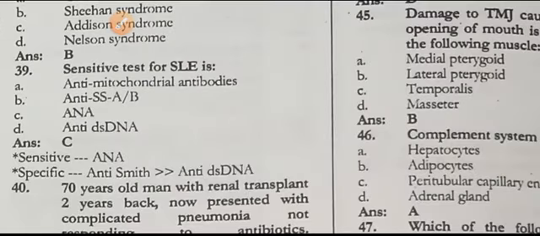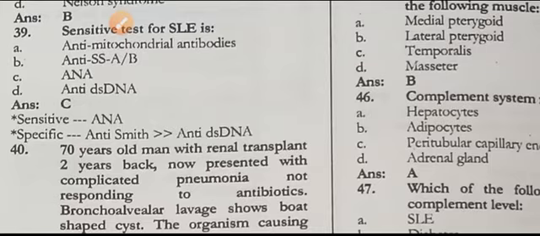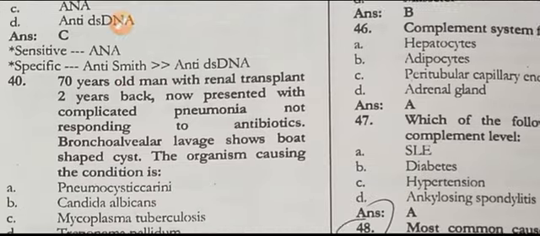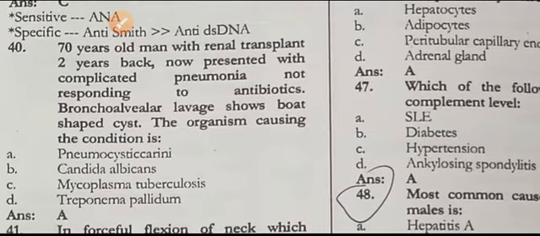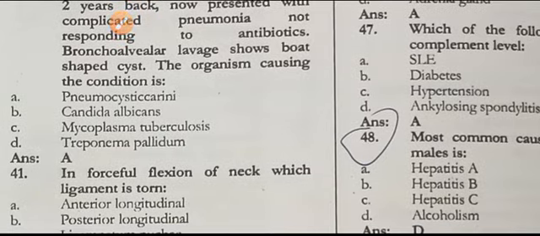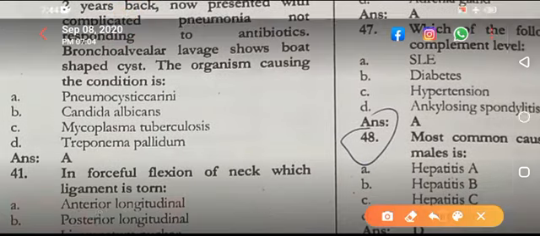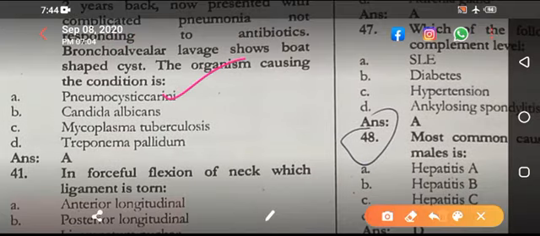Sensitive test for SLE is ANA, while specific is anti-Smith, and if that is not an option, then anti-double stranded DNA antibodies. A 70-year-old man with renal transplant 2 years back, now presented with complicated pneumonia, not responding to antibiotic. Lavage shows the boat-shaped crystal. The answer is Pneumocystis carinii or Pneumocystis jirovecii. These two are the same thing. This is a fungus, and the unusual thing is that it responds to the antibiotic, not the antifungal. That is the Septran-DS, that is the cotrimoxazole.